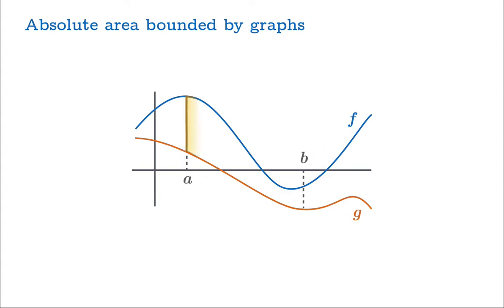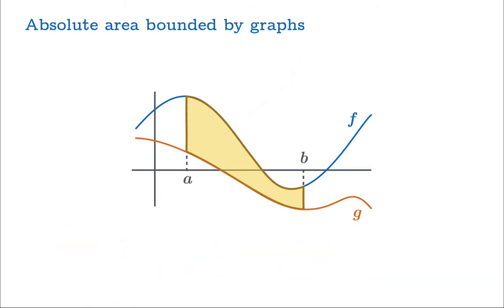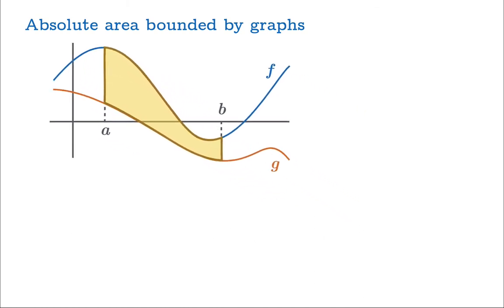Consider now an example where the graph of f is still lying above the graph of g, but now both the graph of f and g lie below the x-axis part of the time. Now recall that we're trying to calculate absolute area. So this area we're trying to calculate here, we don't care that it dips below the x-axis. But there's this funny interaction when you try to imagine what's happening the way we did just a moment ago.